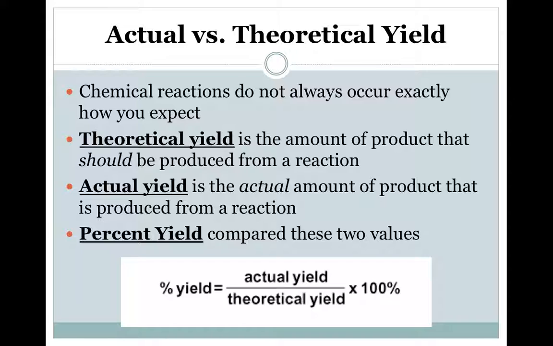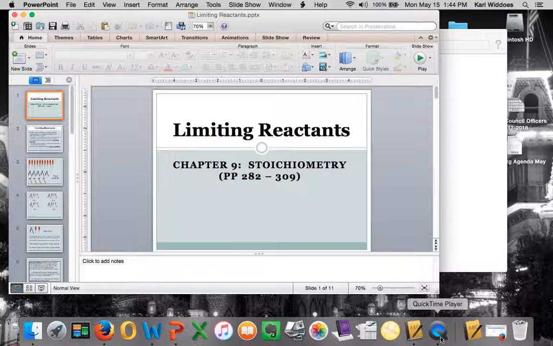And then percent yield is a problem where you just compare these two values. You take actual over theoretical times 100. Very similar to percent error. You can look at it that way, but just remember, A over T, it's alphabetical: actual over theoretical. And that concludes this lecture.